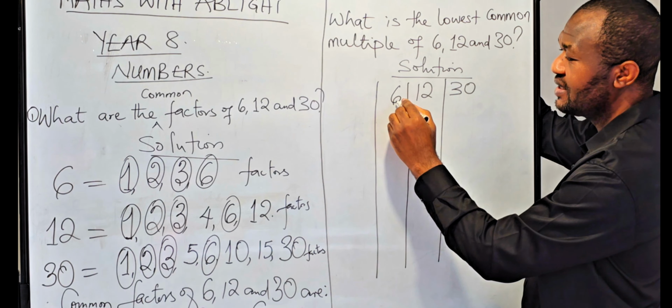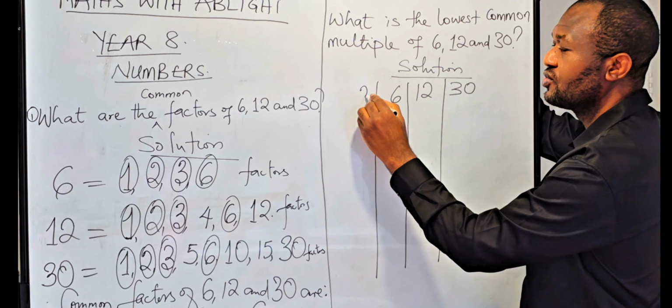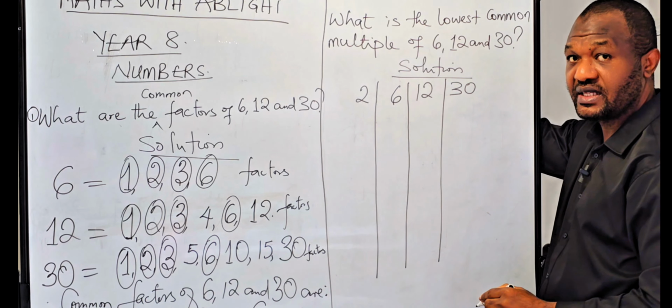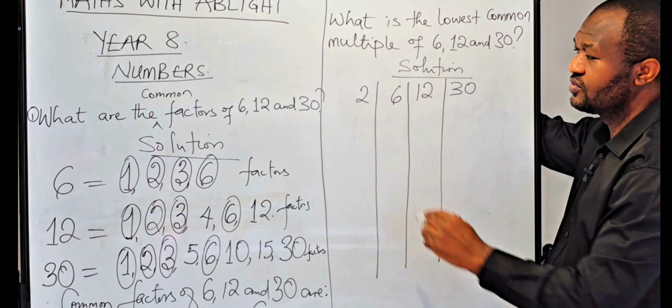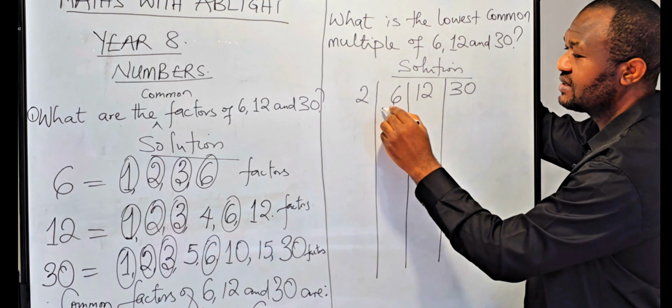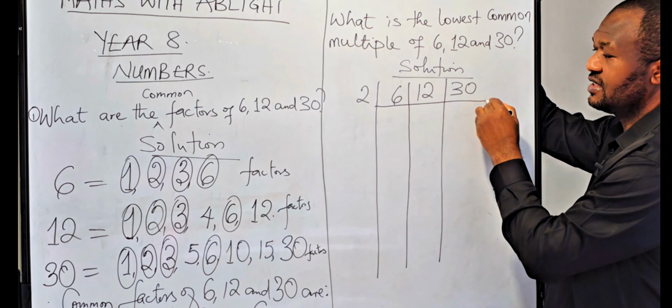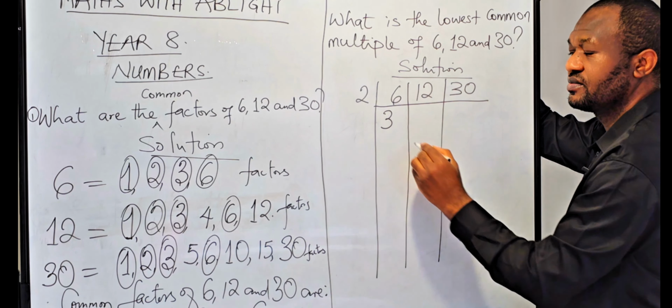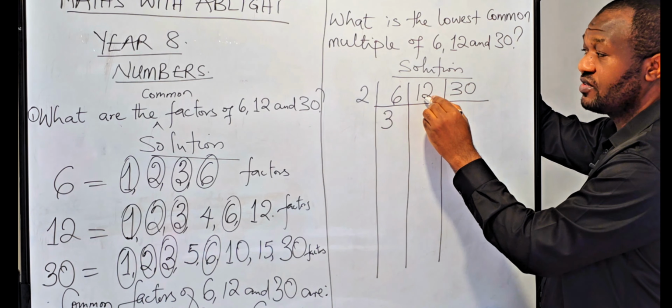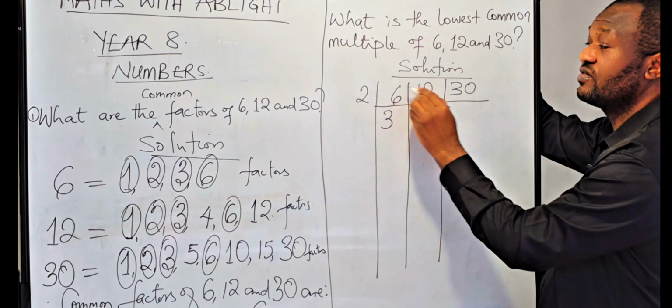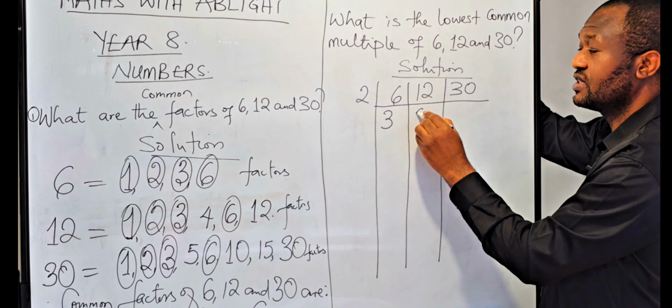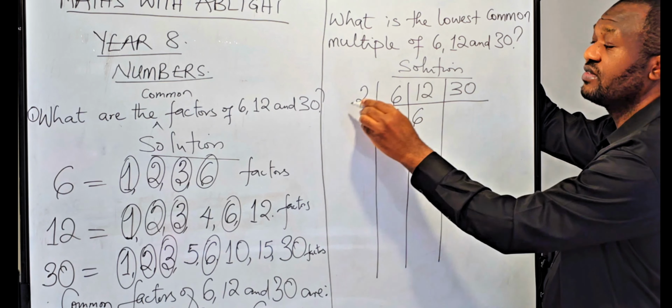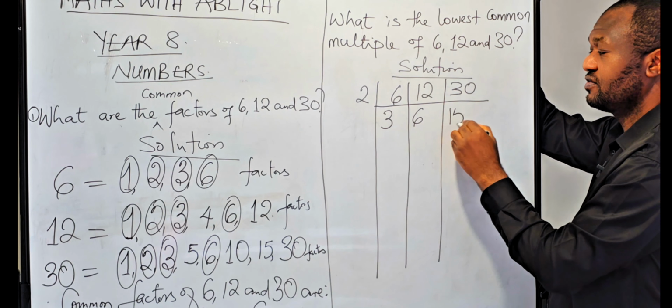Now, let us say we start with 2. Always start with the lowest number that can go into any of them. When 2 divides 6, it will give you 3. 12 divided by 2 will give you 6. 30 divided by 2 gives you 15.